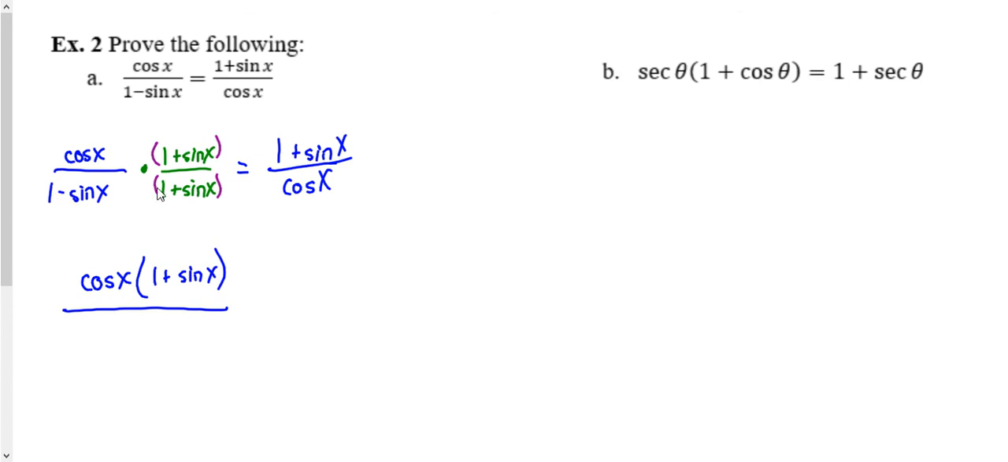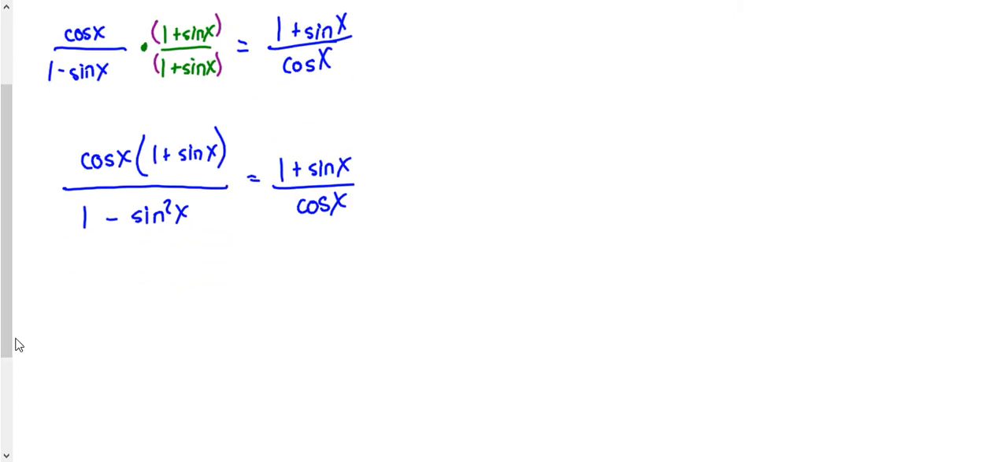In my denominator, this is 1 times 1, which is just 1. 1 times sine x, which is positive sine x, negative sine x, those will cancel out. I have minus sine squared x left over, equal to 1 plus sine x over cos x. In my denominator here, again, if I look on my formula sheet, I do notice something that says 1 minus sine squared x. It's not really there. It's your Pythagorean identity rewritten.